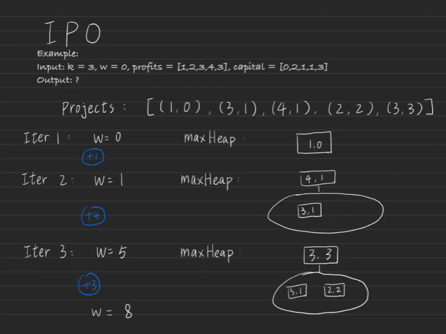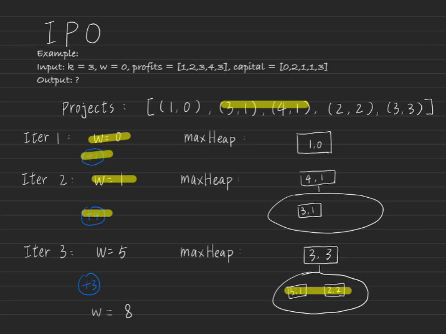At the first iteration, the starting capital is 0, so there's only one project to choose from. And we gain a profit of 1. So now we have a capital of 1. This means we have 2 more projects to choose from. We add them into this heap and pop the maximum element from the top of the heap. In doing so, we gain a profit of 4. 1 plus 4 equals 5. So now we have a capital of 5, which means we can choose all the rest of the projects in this list.